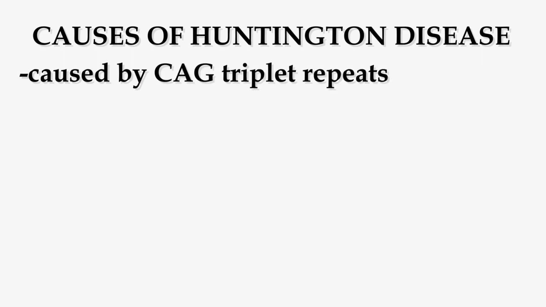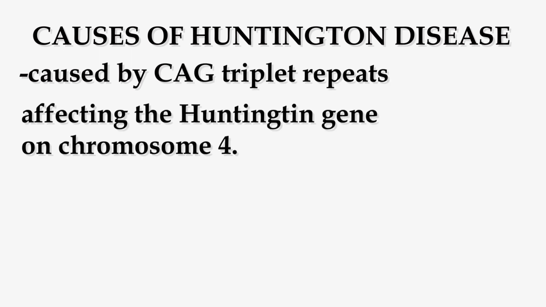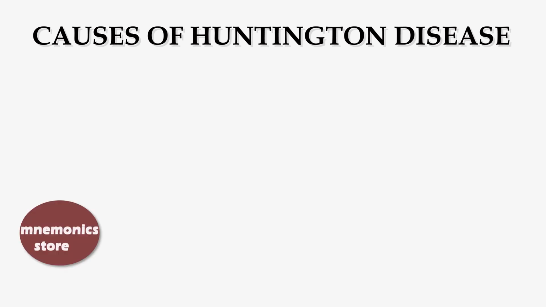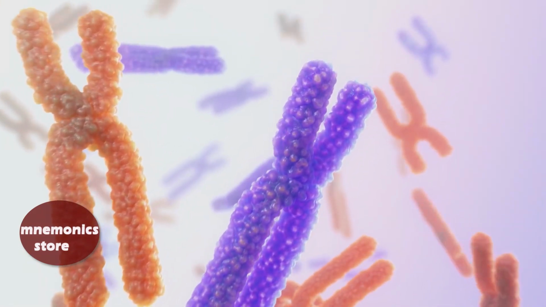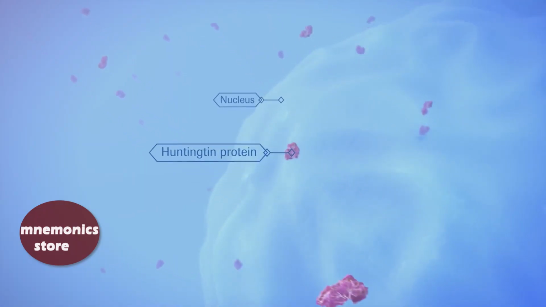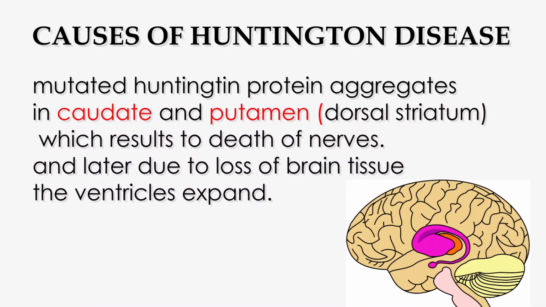Causes of Huntington disease. Well, this disease is caused by CAG trinucleotide repeat affecting the huntingtin gene on chromosome 4. In a normal individual, there are about 10 to 35 repeats in a row. But with Huntington disease, there are more than 36 repeats, which leads to formation of abnormal huntingtin protein that aggregates in the basal ganglia, specifically in the caudate and the putamen, which is collectively termed as dorsal striatum.